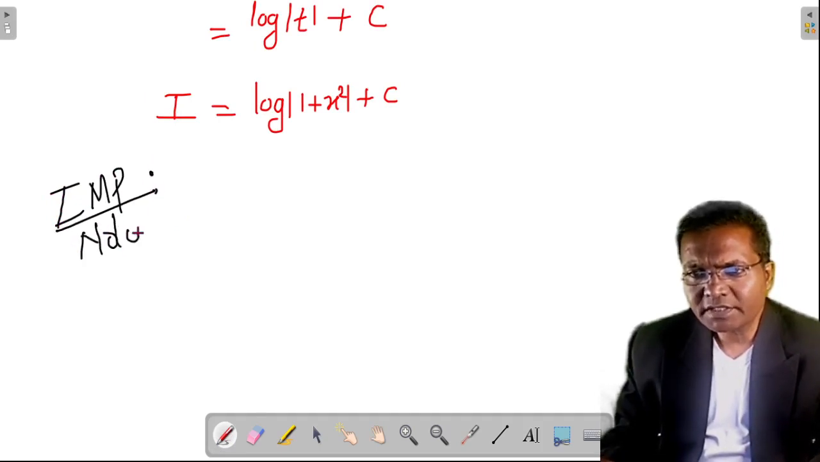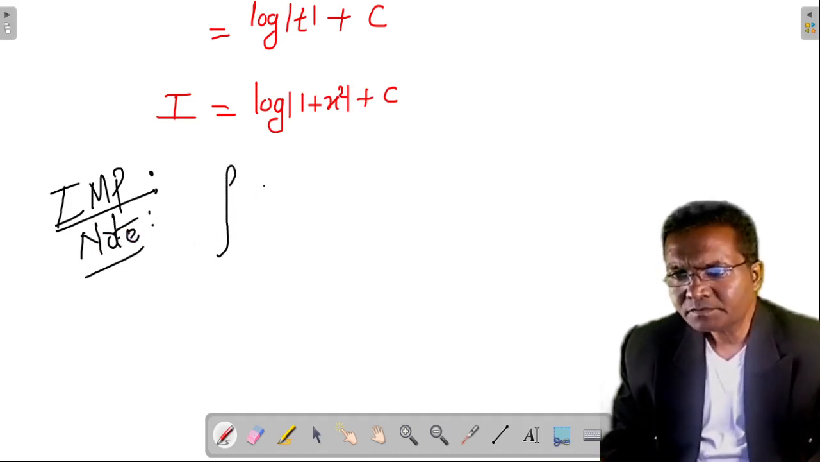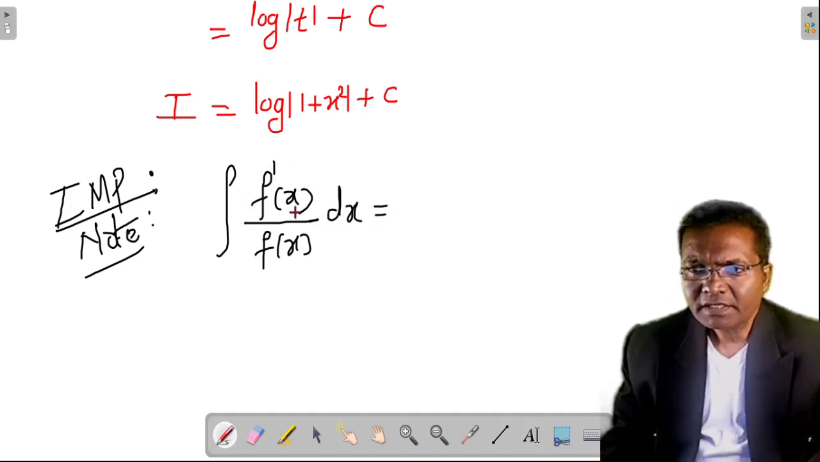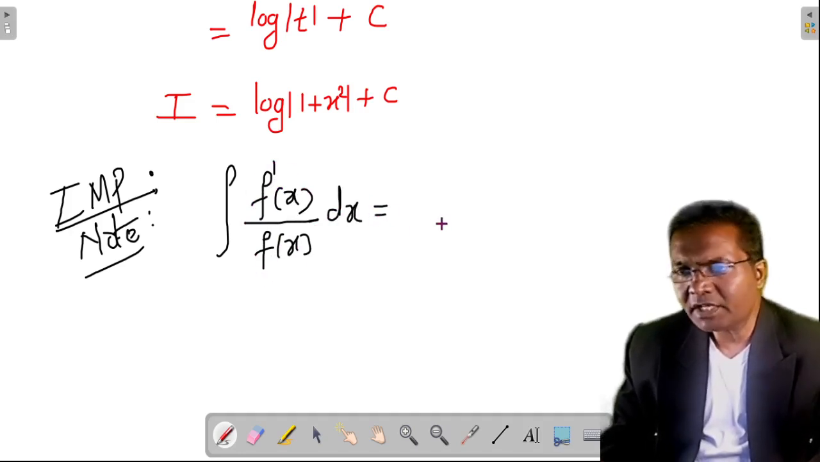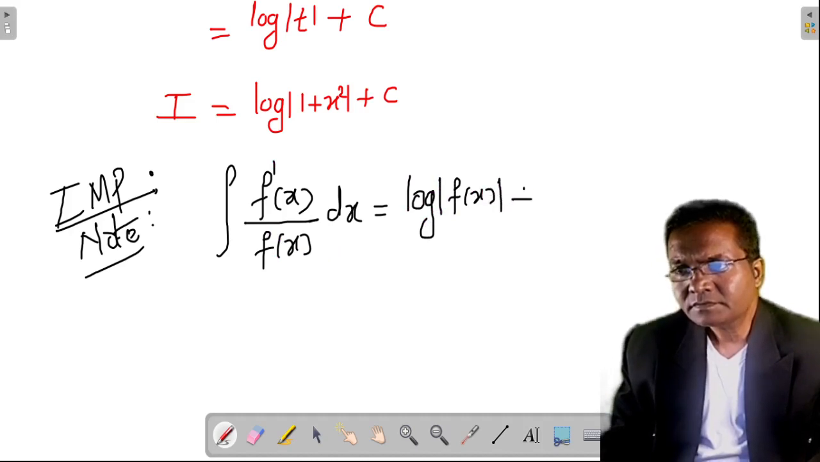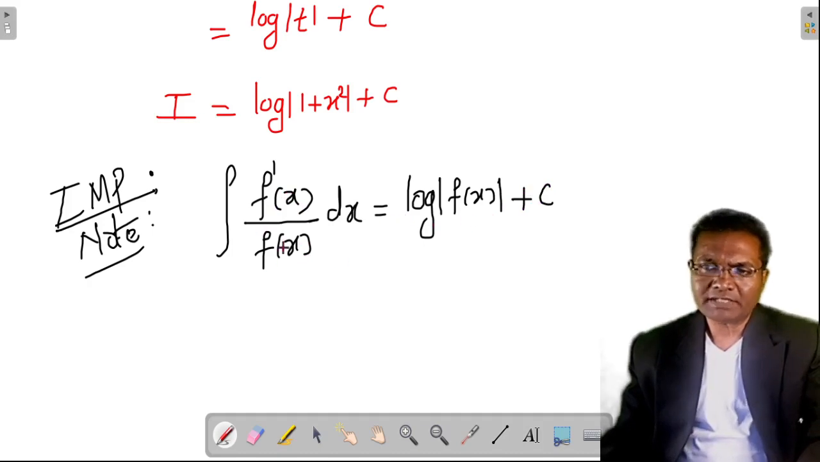Note this. This will help you a lot while solving differential equations. It means, if the numerator is the derivative of the denominator, its integration will always be log of the denominator.